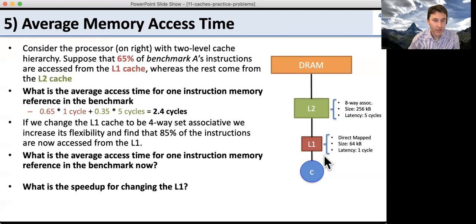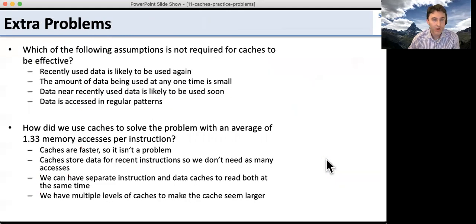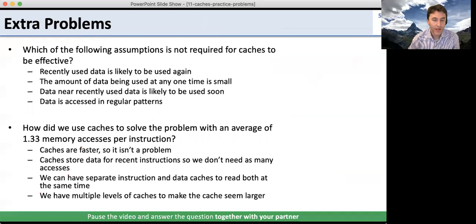Now, if we change it so that we can make this cache work more effectively and get a higher hit rate here, we can reduce it to 1.6 cycles and we get 33% faster. So trying to make your L1 cache work more effectively is really important for performance. All right, here are 2 extra problems. So go ahead, pause the video and see if you can answer them together with your partner.